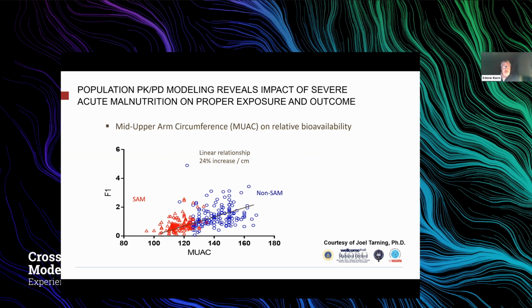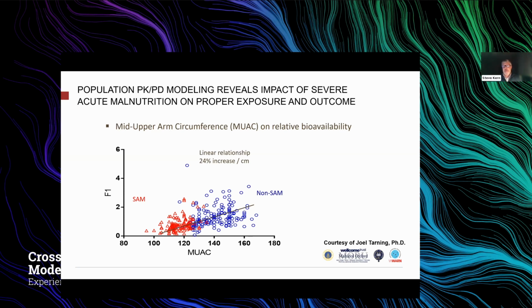And what you see on this plot is a comparison of an indicator of malnutrition, which is called the MUAC score. It stands for middle upper arm circumference. So it's actually the round circumference around someone's arm versus the percent of a dose that's absorbed. And so you can see the red dots basically indicate the children that are malnourished. The blue are the children that are normal for their weight for their age. And there's the decided difference, almost a linear relationship between this middle upper arm circumference, or this indicator of malnutrition, and how much drug you absorb.